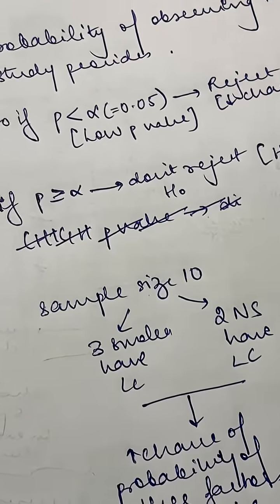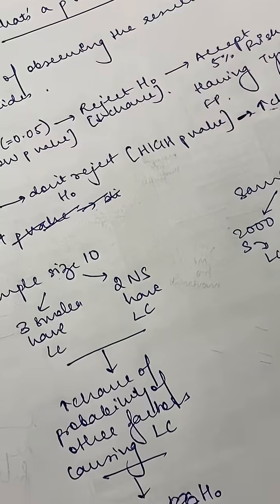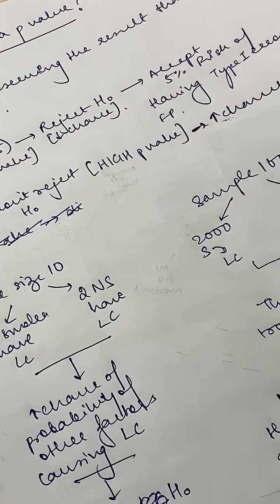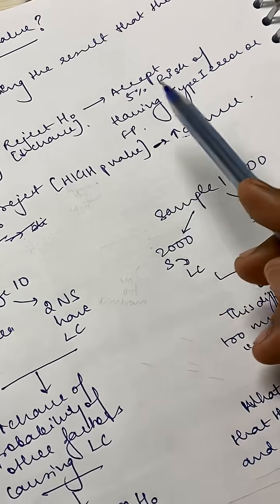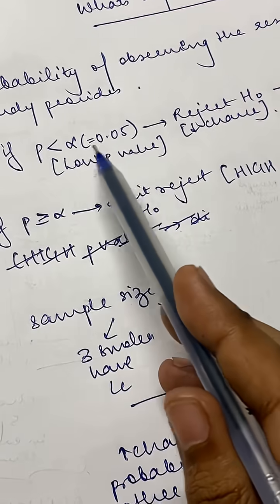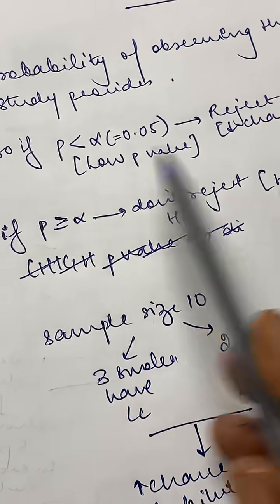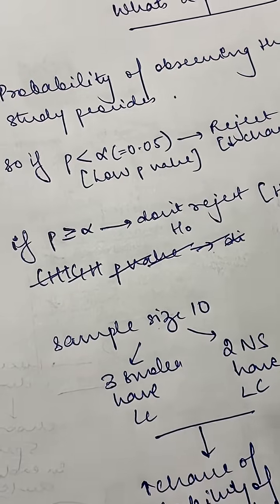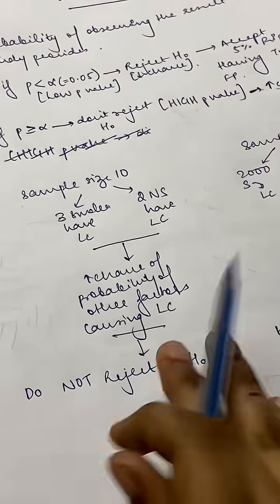So if the p-value is low, that means there is very little probability that this result is by chance, and that there is an actual association between lung cancer and smoking. Reject the null hypothesis and accept the 5% risk of having a type 1 error. And I told you that type 1 error is fixed at 0.05 normally. If the p-value is less than 0.05, it's a low p-value and your test will become statistically significant. And if it's a high p-value, you're unable to prove that smoking actually causes cancer.